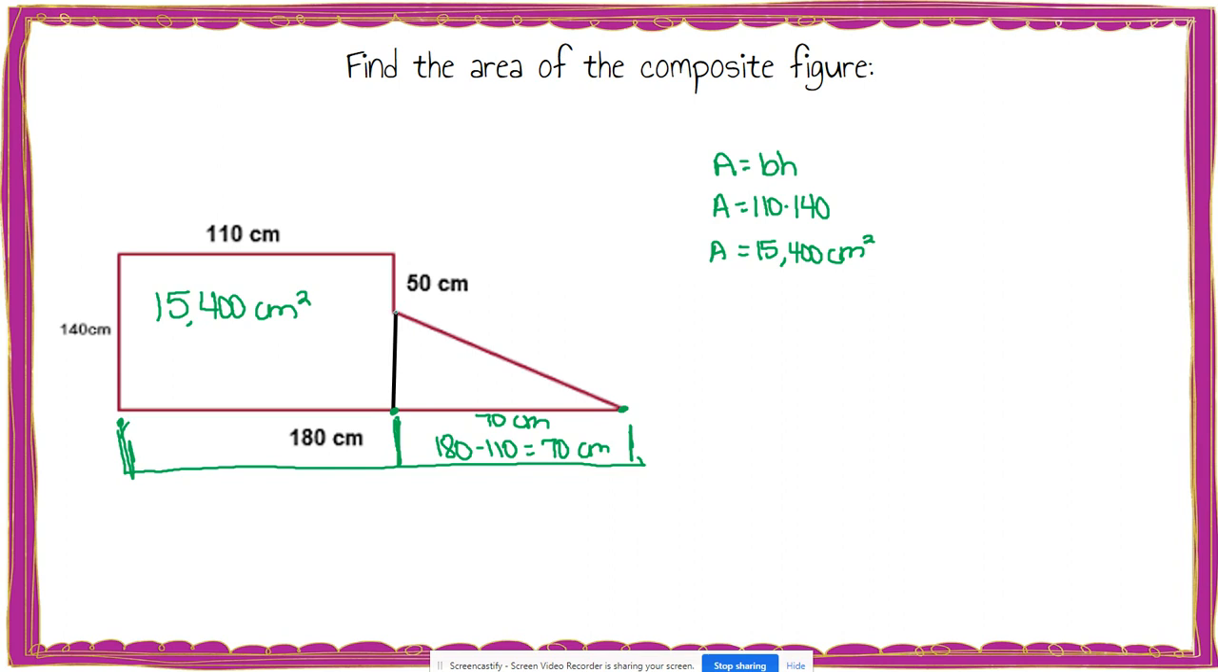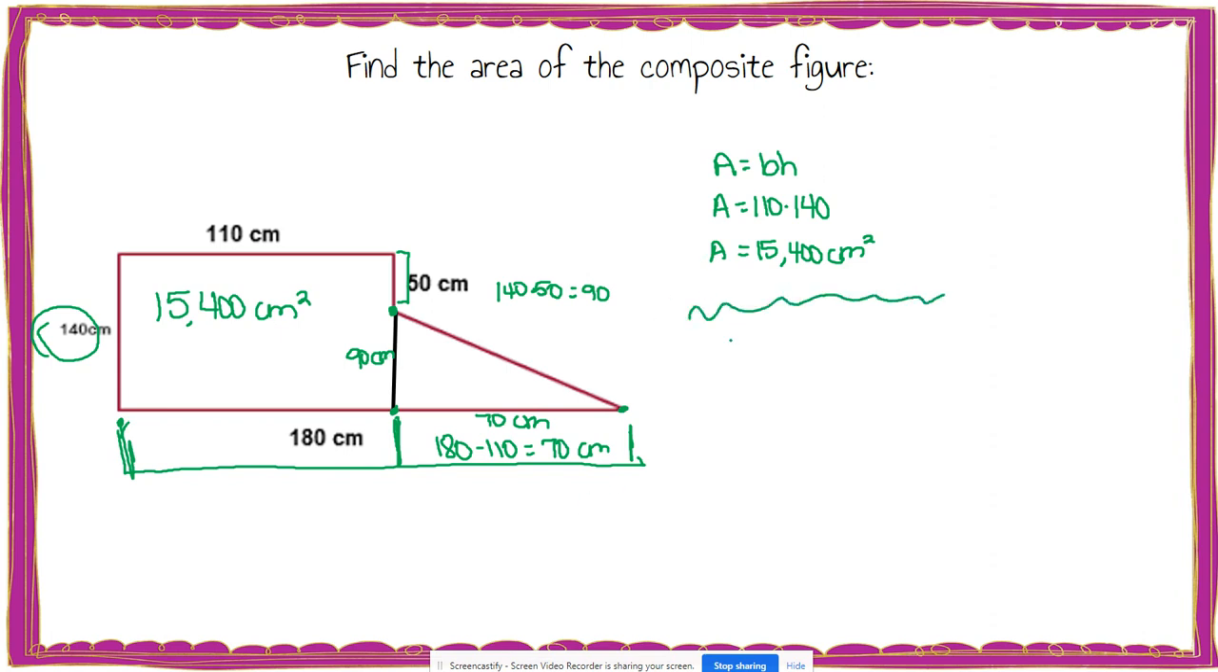Now I also need to find the height of this triangle, and I notice that the height does not go all the way to the top of my figure. So the height only goes from here to here. But I know that the distance from here all the way down is 140 because of this. And I also know that the distance from here to here is 50. So to figure out what I'm left with, I'm going to subtract 140 minus 50, which gives me 90. That means that this triangle has a height of 90 centimeters.